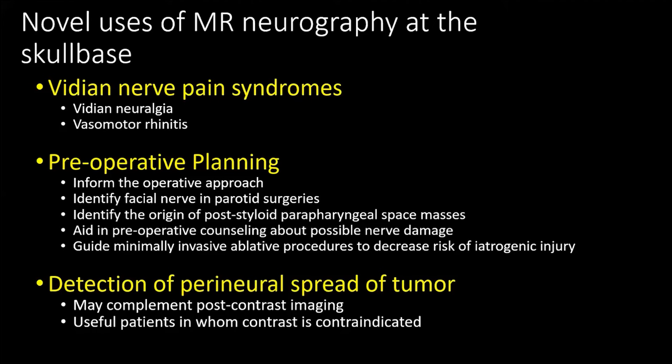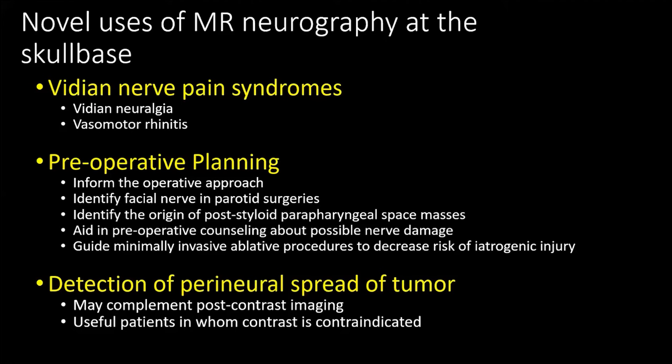And then one of the important things we're using it for is with our skull-base surgeons to help inform their operative approach. Being able to visualize the facial nerve for parotid syndromes, being able to determine if you have a pre-dilated parapharyngeal space mass, which nerve it may be arising from. And then of course, just to help them counsel the patients about how close their tumor may be in proximity to specific nerves to help them better inform and make a better operative decision.